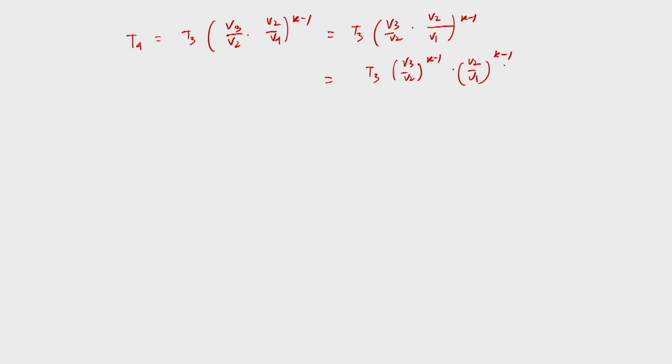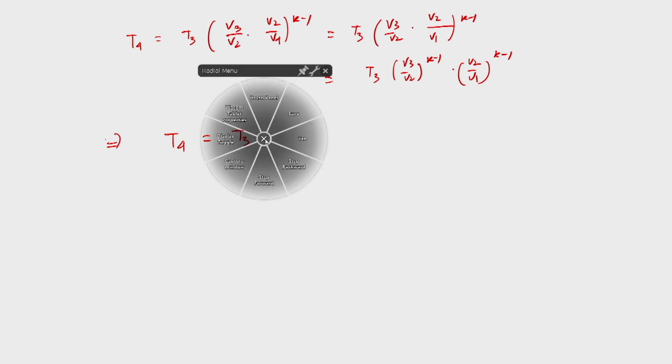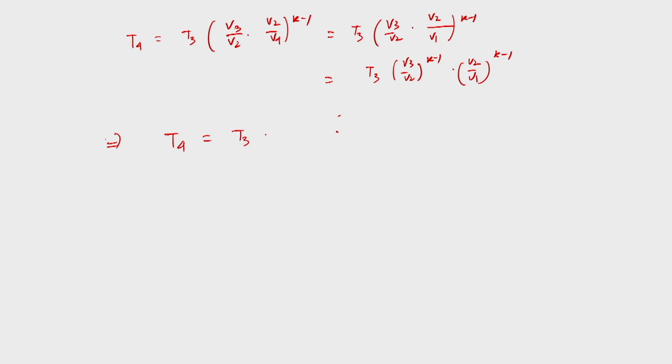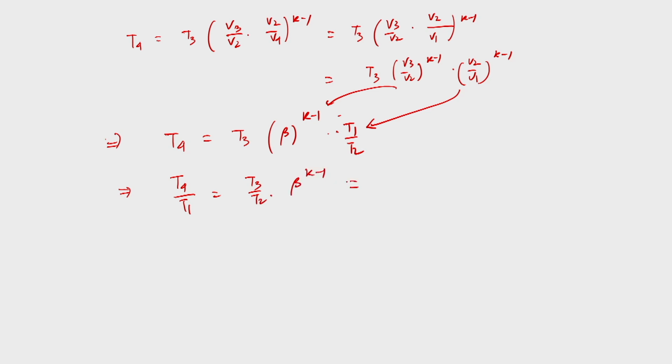So what is V2 by V1 to the power k minus 1? Therefore I can write T4 is equal to T3 into V3 by V2, where V3 by V2 is equal to beta. So beta to the power k minus 1 into V2 by V1 to the power k minus 1, which is equal to T1 by T2. Therefore I can write T4 by T1 is equal to T3 by T2 into beta to the power k minus 1. What is T3 by T2?